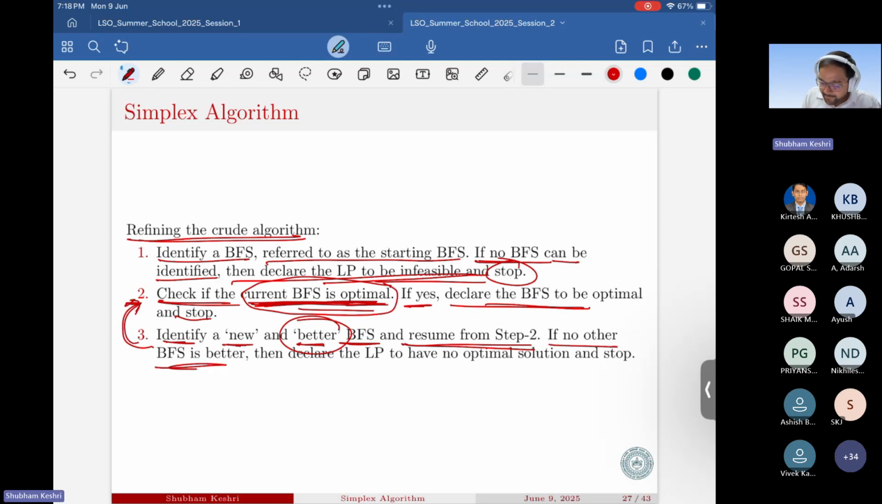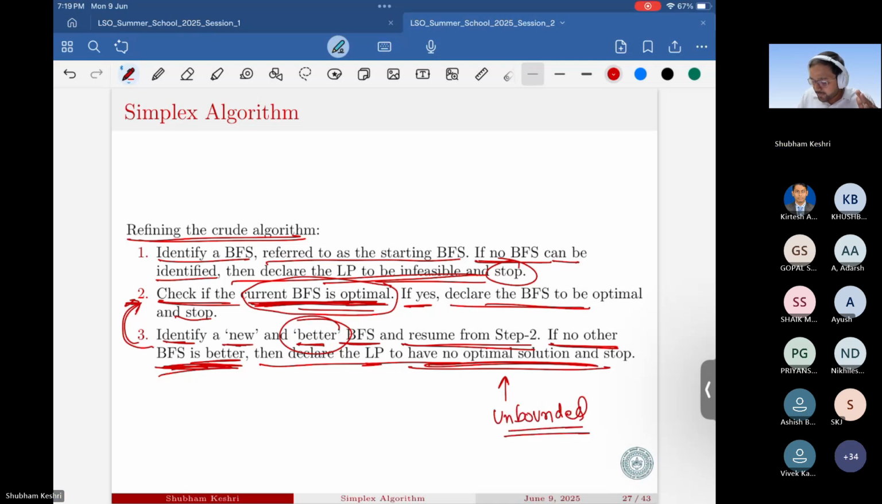If no other basic feasible solution is better, so there is also a way to identify that there is no other basic feasible solution which is better, then declare that LP to have no optimal solution, that is, it is unbounded. Then declare that LP to be unbounded and stop.